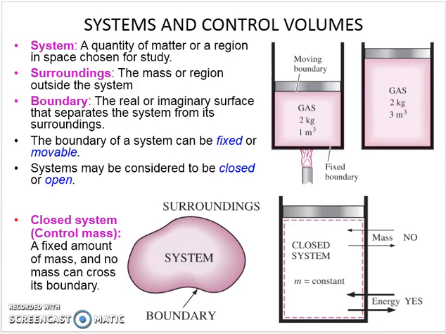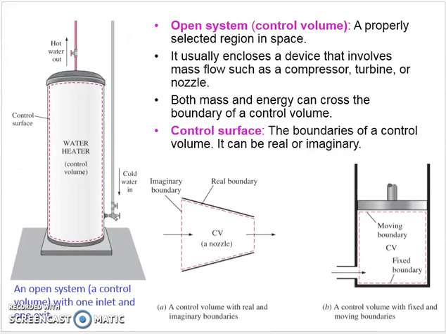The closed system is the control mass, a fixed amount of mass, and no mass can cross its boundary. The open system is the control volume, a properly selected region in space. The control surface is the boundary of a control volume, and it can be real or imaginary.